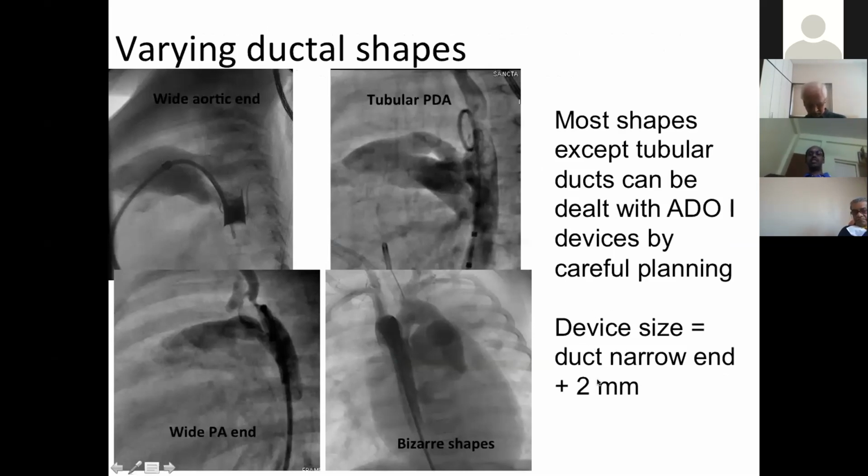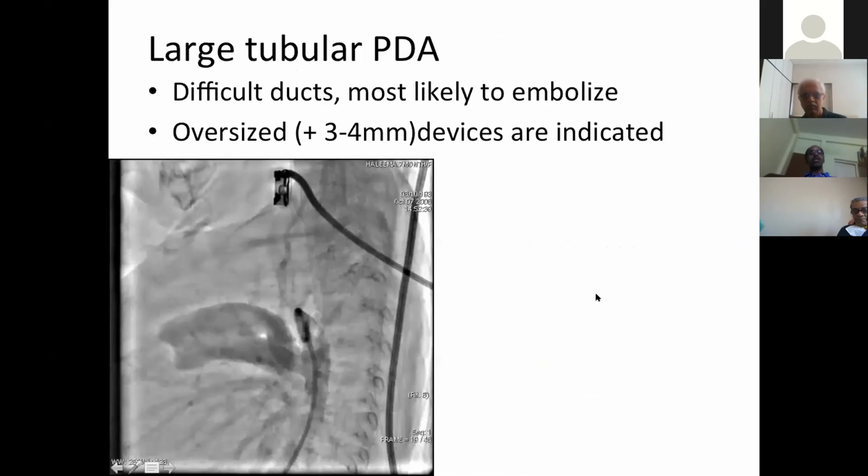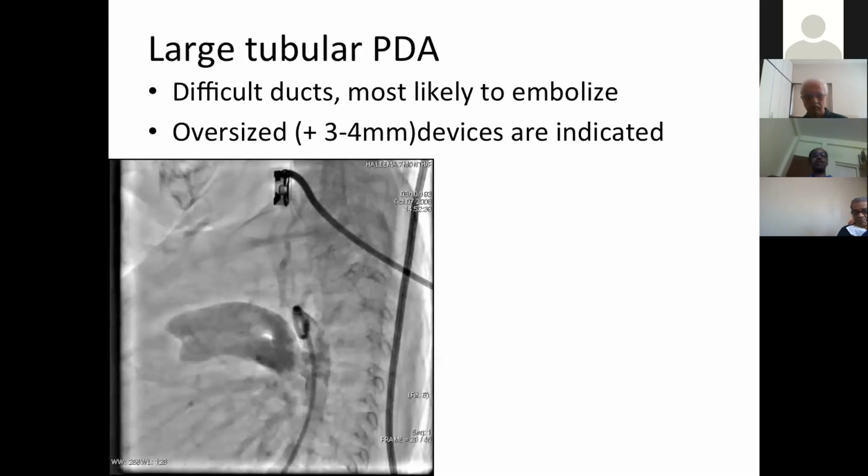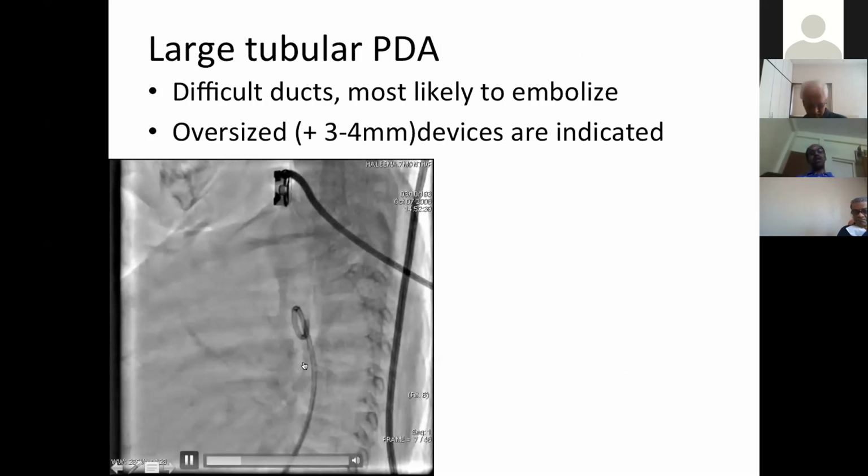In general, the device size is duct narrowest end plus 2 millimeter. However, in some of the large tubular PDAs or some of the atypical PDAs, you may have to go for duct plus 4. Tubular PDAs are very difficult ducts. In fact, the paper of Kitchen, Lee, Benson, Bob Freedom mentioned tubular PDAs, since they don't have any constriction, are more likely to have device embolization. The same rule applies to any device because there is no constriction. Difficult ducts, you need to oversize a lot.